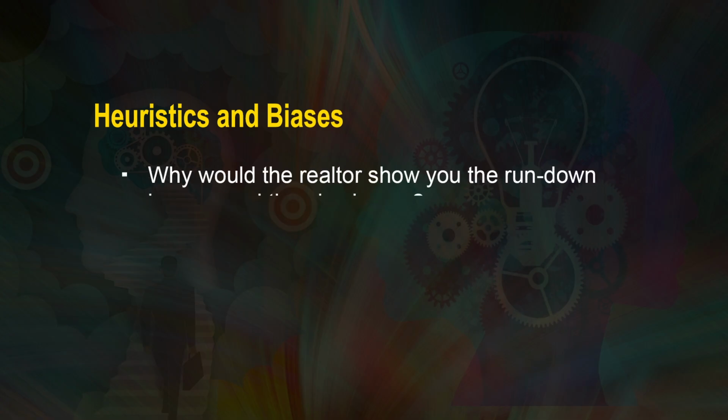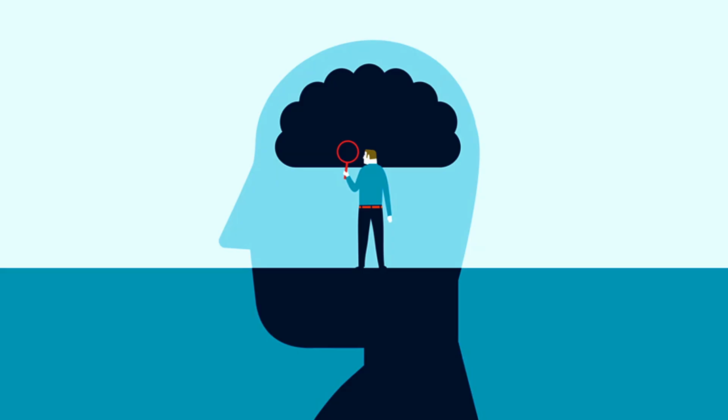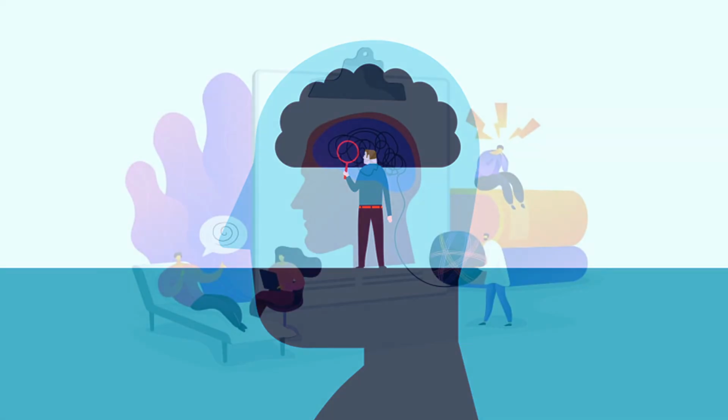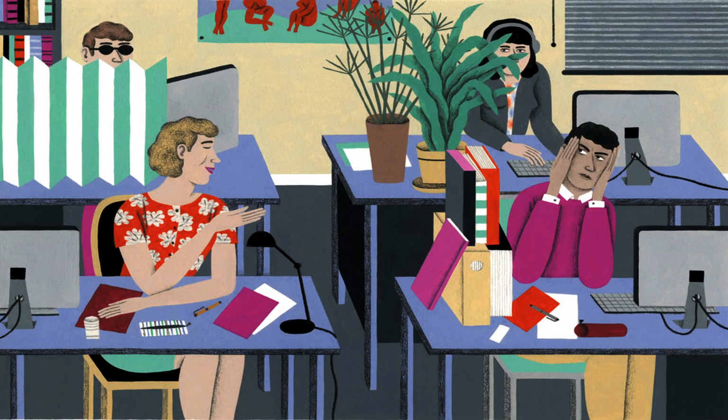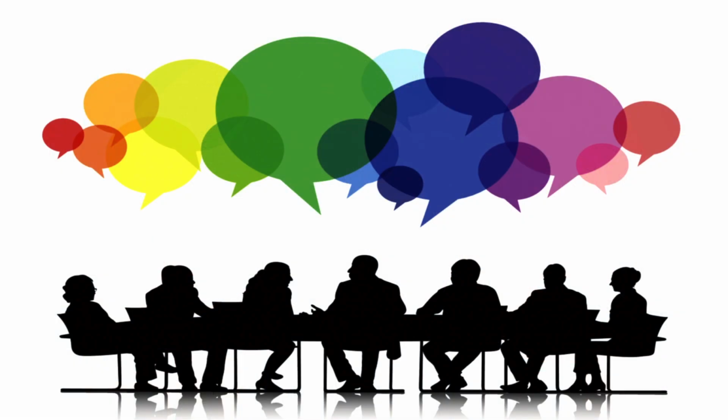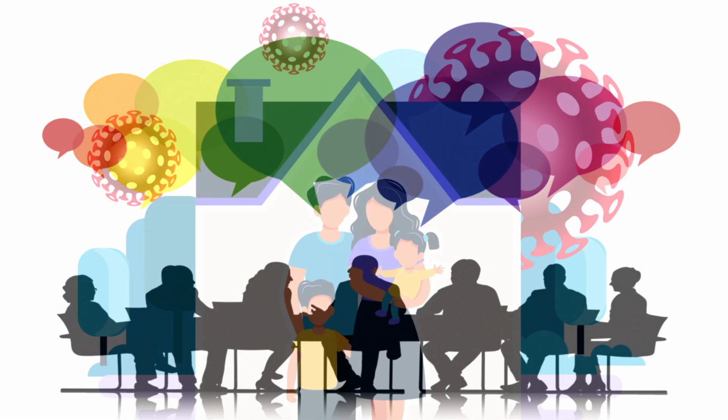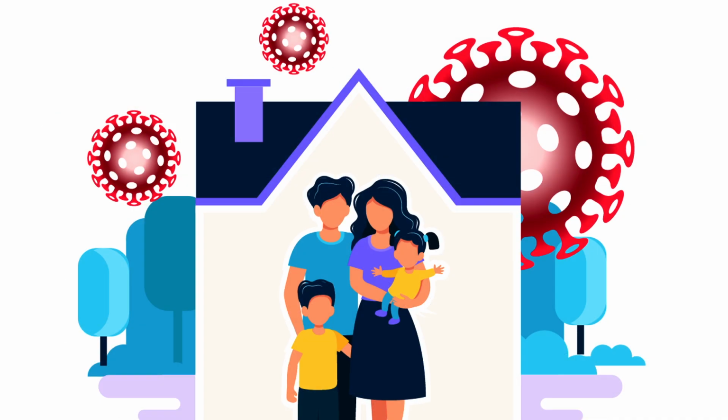Why would the realtor show you the rundown houses and the nice house? The realtor may be challenging your anchoring bias. An anchoring bias occurs when you focus on one piece of information when making a decision or solving a problem. In this case, you are so focused on the amount of money you are willing to spend that you may not recognize what kinds of houses are available at that price point.